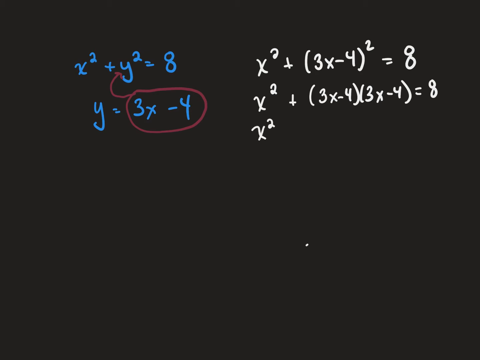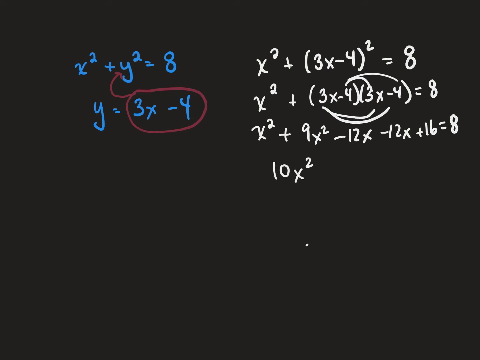So I'll have x squared. When I FOIL it, I have 9x squared, minus 12x, plus 16 equals 8. I can bring some terms together. I get 10x squared, because I got the two x squared terms, minus 24x plus 16, but then I can subtract 8, because in general, we're going to want to solve these as a quadratic. So I get 10x squared minus 24x plus 8.